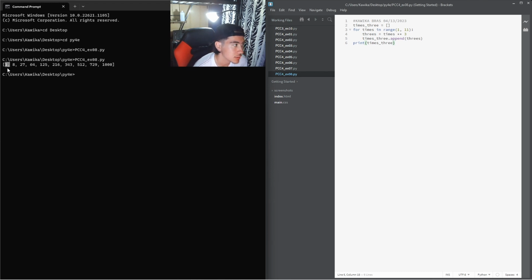So 1 to the power of 3 is 1, since 1 times 1 times 1 is 1, and then 2 times 2 is 4, times 2 is 8, so this is 2 to the cube, or 2 cubed, then 3 cubed, 4 cubed, 5 cubed, so on and so forth, all the way up until we get to 10. So that is how you write the code for making a list to the cube, or to the third power, I guess.